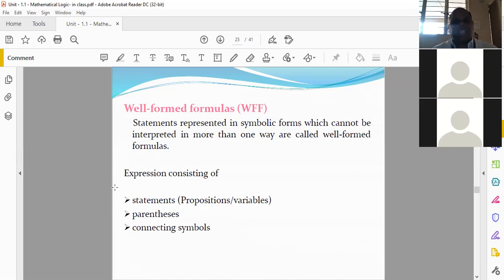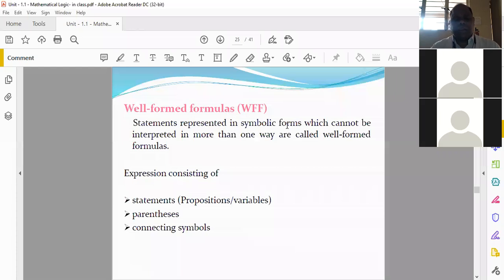Statements represented in symbolic forms, that is, P implies Q, A implies B, A and B, A or B, and so on, which cannot be interpreted in more than one way, are called well-formed formulas. So the expressions must consist of statements, that means propositions or variables like P, Q, and parentheses.